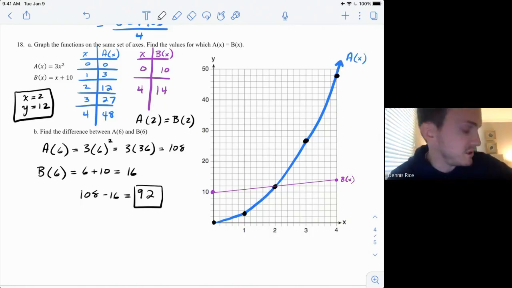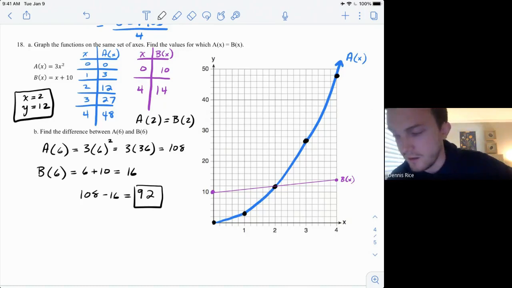You can cheat and just use 2 points, the very beginning and the very end. Use a straight edge or a ruler to connect your line. Always remember to label if you're doing a system. And there's a follow-up that said find A of 6, find B of 6, and stuff like that.